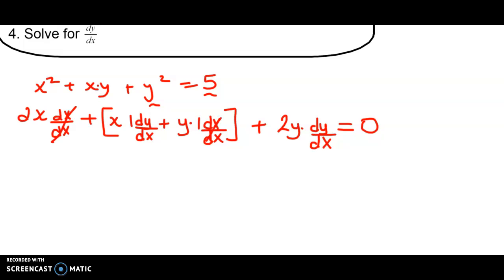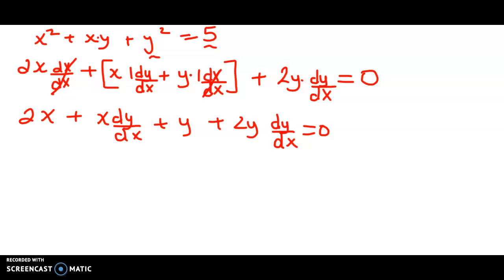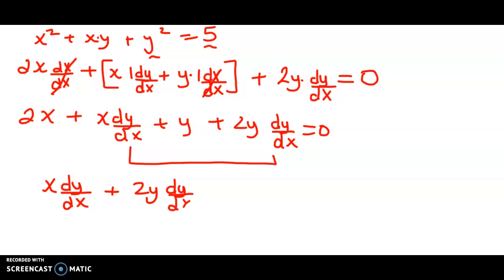So this is going to cancel, and you end up with 2x plus x dy/dx plus y plus 2y dy/dx equals 0. In order to factor out common terms, we're going to put them on the same side. So we're going to leave them where they are. x dy/dx will stay, and the 2y dy/dx will stay on the left side. Negative 2x and the negative y will go on the opposite side.